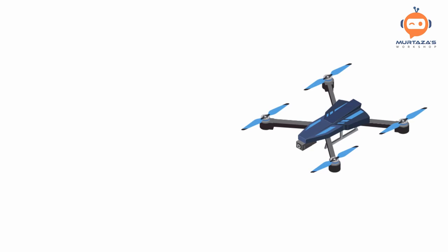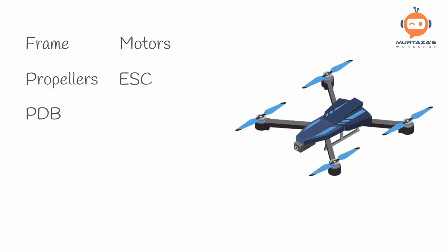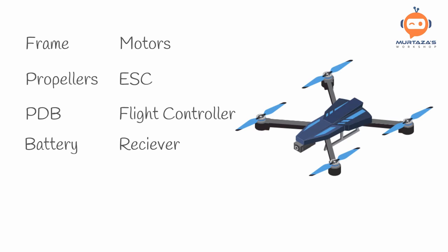So let's have a look at the main components of a drone. A drone will consist of frame, motors, propellers, electric motor controller, power distribution board, a flight controller, battery, receiver or Bluetooth, a camera, video transmitter, and some sensors.